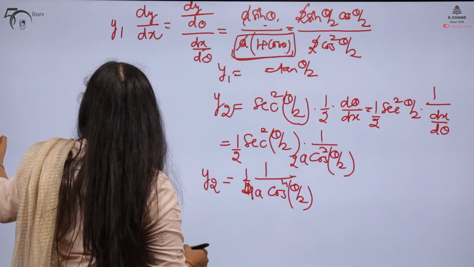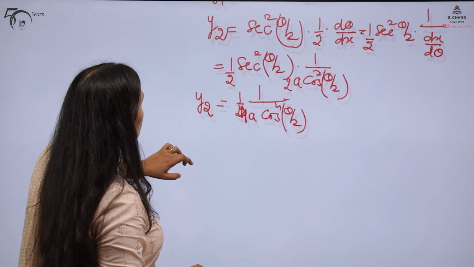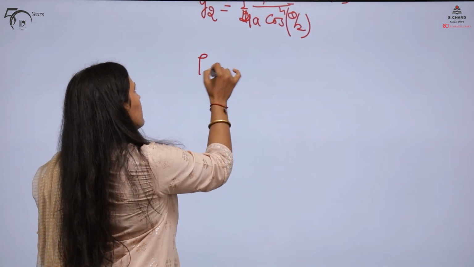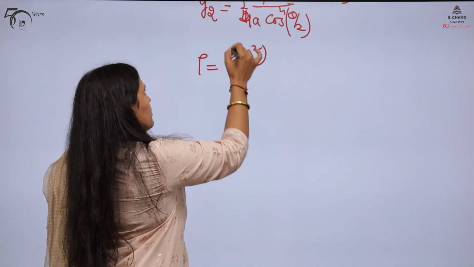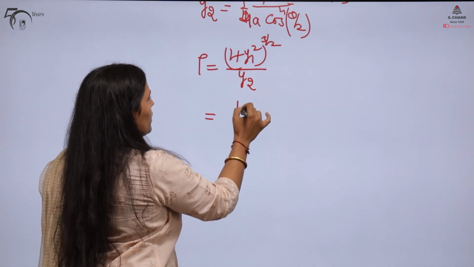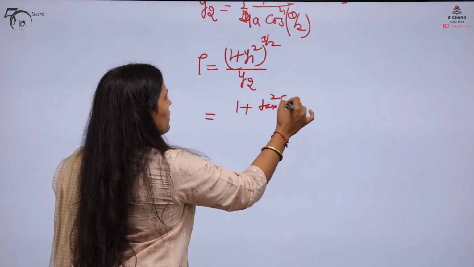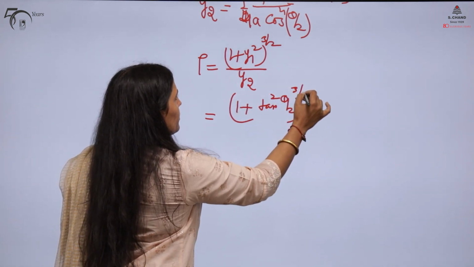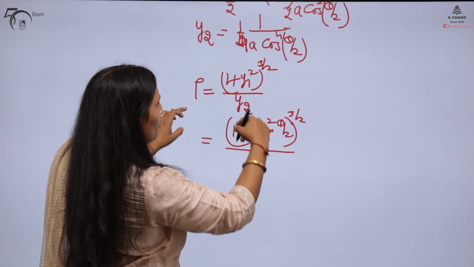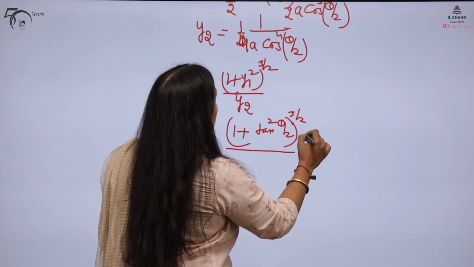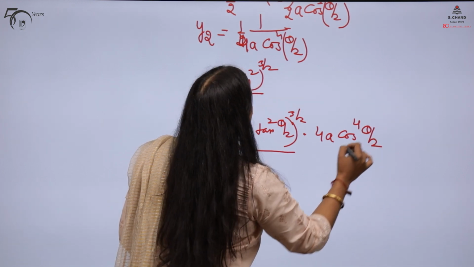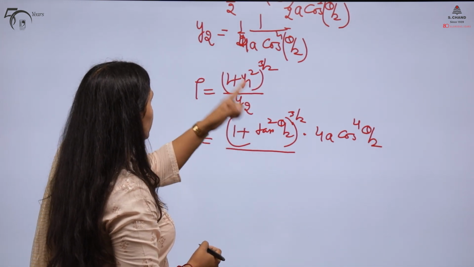Now, you can move to the formula y1 y2, your y1 is tan theta by 2. So, rho formula is 1 plus y1 square to the power 3 by 2 upon y2. So, 1 plus y1 square is tan square theta by 2 to the power 3 by 2 upon y2. So, this y2, you can see it is in 1 upon form. So, it will come in multiplication. So, it is 4a cos 4 theta by 2. It will just get reversed.